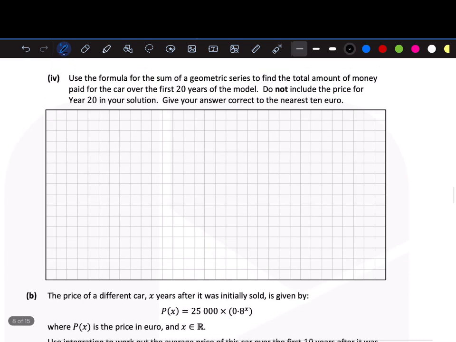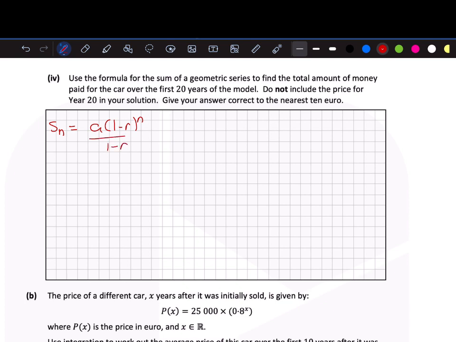Use the formula for the sum of a geometric series to find the total amount of money paid for the car over the first 20 years of the model. Do not include the price of the car in year 20 in your solution. Give your answer correct to the nearest €10. So we're going to be using the sum of a geometric series. That's going to be S of n is equal to A times 1 minus r to the n, and this is all over 1 minus r.